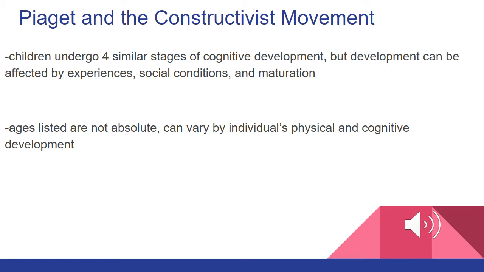Piaget argued that children across the world undergo 4 similar stages of cognitive development, but that development could also be affected by their experiences, their social conditions, and their level of maturation, or how fast their body matures. And so, although most people would go through these 4 stages, they might go through them at different times. So the ages listed in the next slides are not absolute, but rather they vary based on an individual's physical and cognitive development.